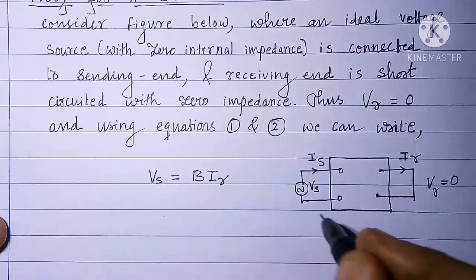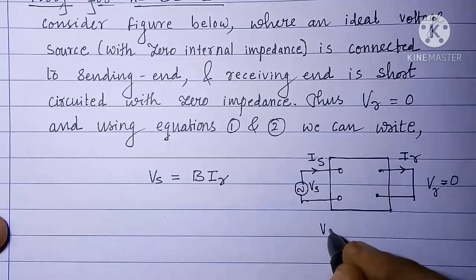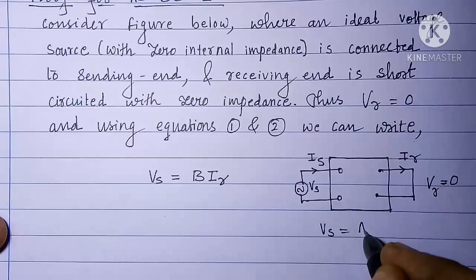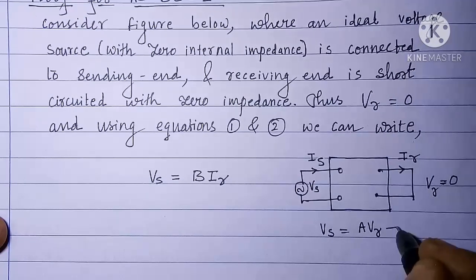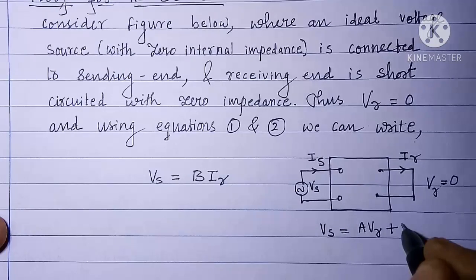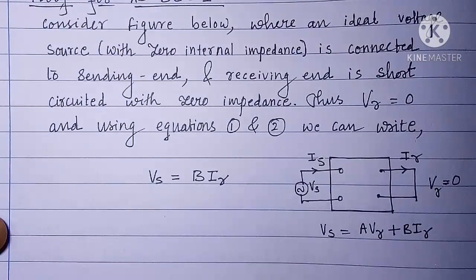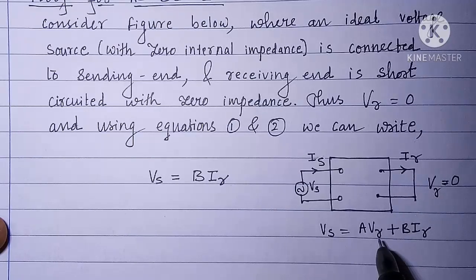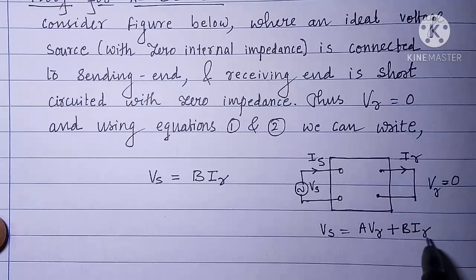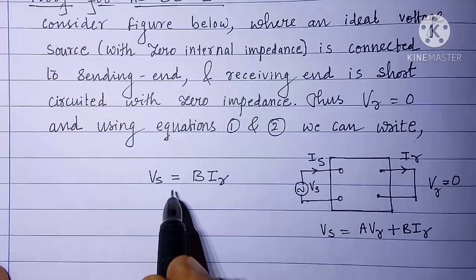So in equation 1, where we have written Vs is equal to A into Vr plus B into IR, if I put Vr equal to 0, then A into Vr will become 0. Therefore, Vs will be equal to B into IR, and that is what we have written here now. Right?